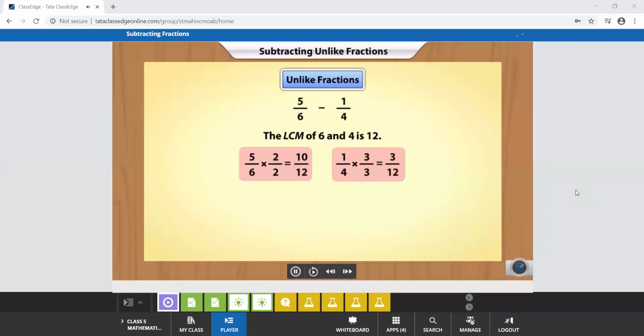Now, we have to simply subtract 3 by 12 from 10 by 12. We get 7 by 12 as the answer. So, subtracting 1 by 4 from 5 by 6 gives 7 by 12.